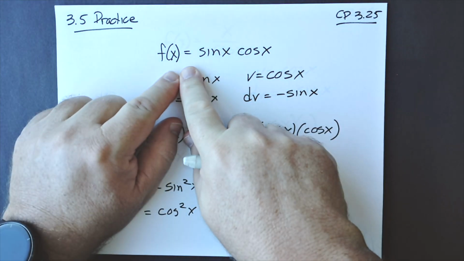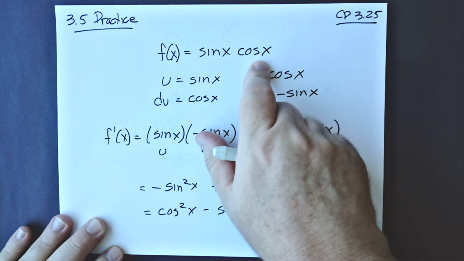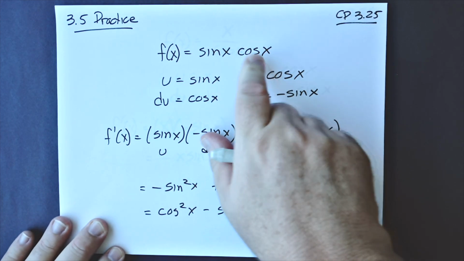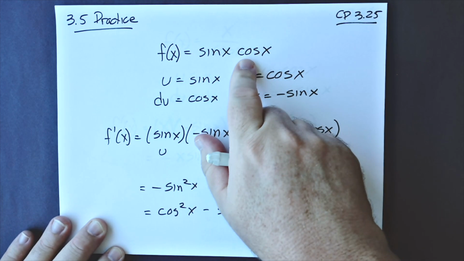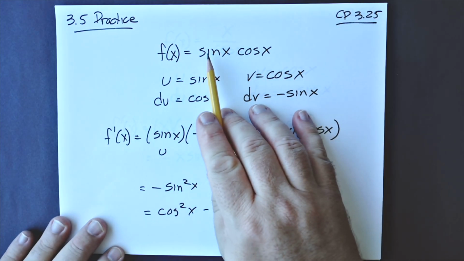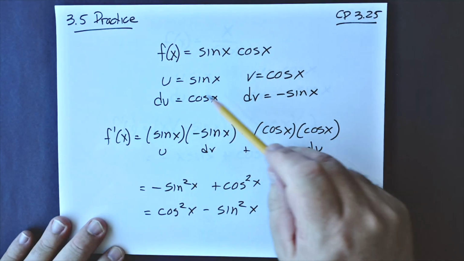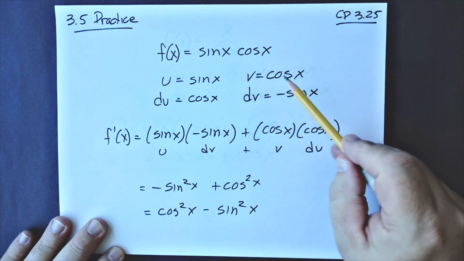And we have our function here. We've got sine x times cosine x. What's the derivative? Well, you see this is a product. So we're going to use the product rule where sine x is my u and cosine x is my v. Then we just fill in our little grid here. u is sine x, v is cosine x.